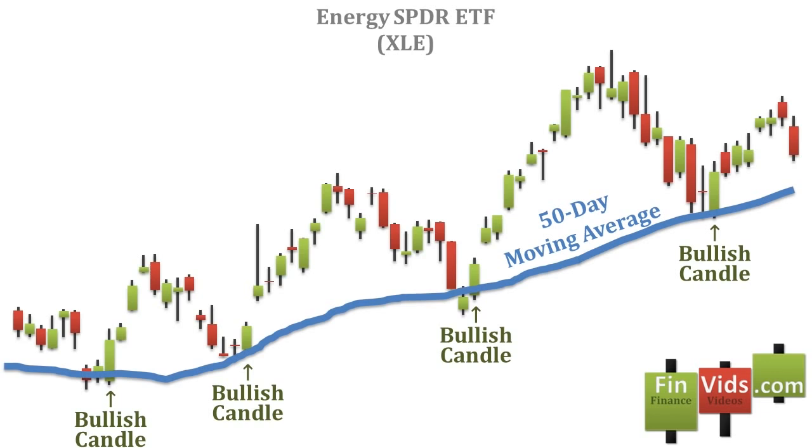This chart of the Energy Spider ETF shows a common 50-day moving average acting as support. Every time prices reached the 50-day moving average, a large bullish candlestick confirmed the average.